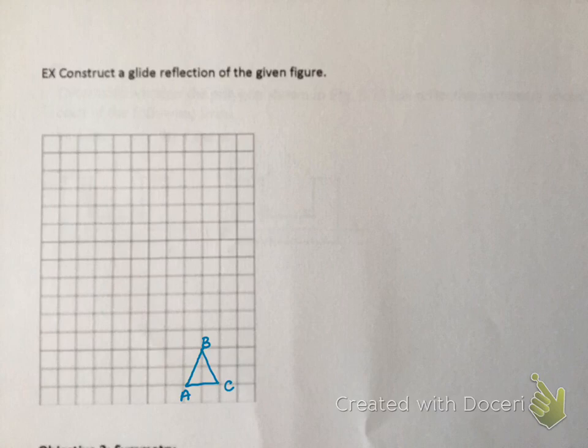So vector V is going to start here. And then we're going to go up 1, 2, 3, 4, 5. So vector V is going to end right here. So here's vector V.